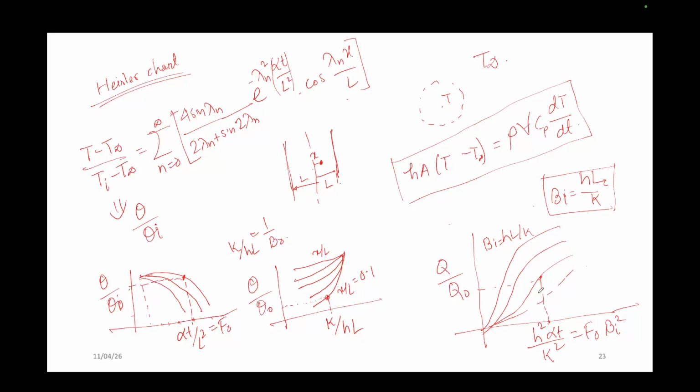So this is the significance of the Heisler chart. Is it clear? Okay. So what is important from this exam point of view? I'm just giving, first, this 1D conduction equation, how it has been derived. Please look into this. Okay.